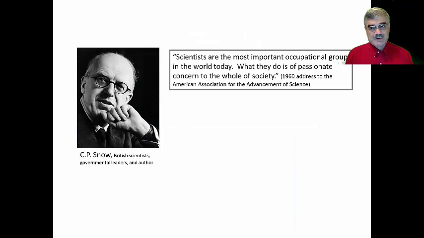So during this period of time, there was a great investment of federal resources in science and technology, and science and engineering was held in very high regard. Here's a quote from C.P. Snow, a British scientist and novelist, who stated in an article for the American Association for the Advancement of Science in 1960 that scientists are the most important occupational group in the world today. "What they do is of passionate concern to the whole of human society." So in 1960, scientists and engineers were considered the most important occupational group.